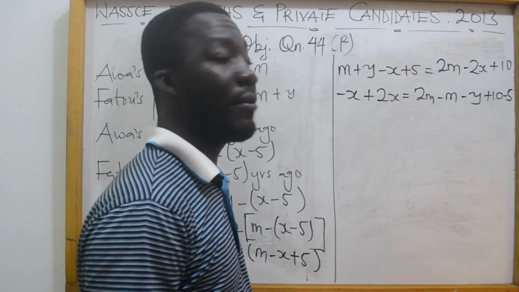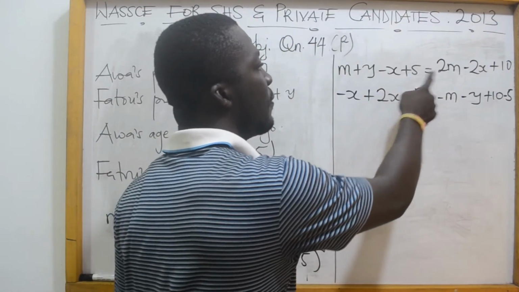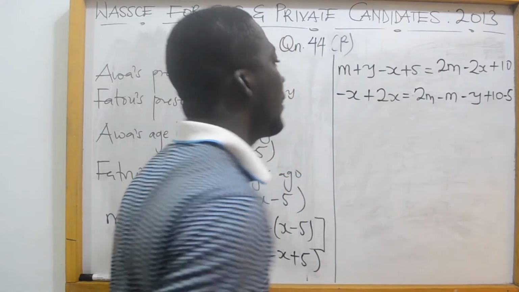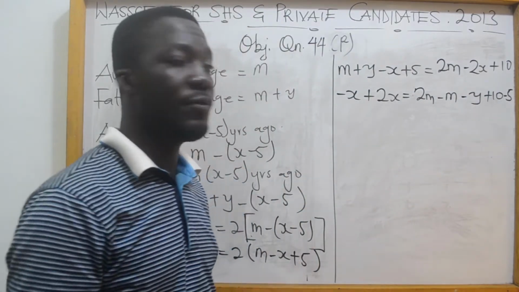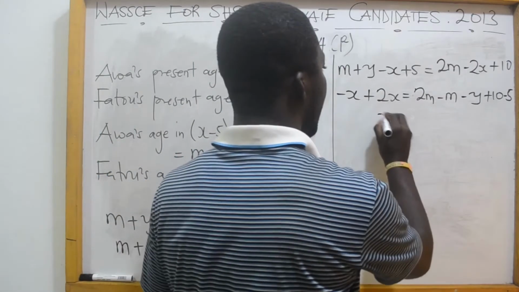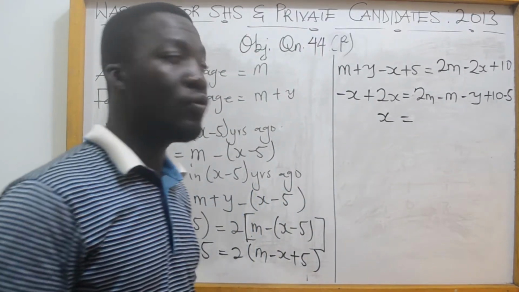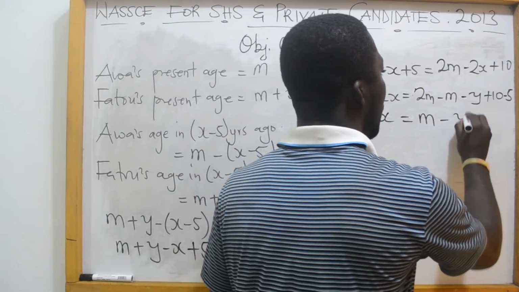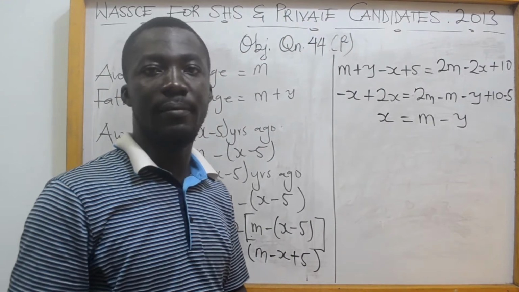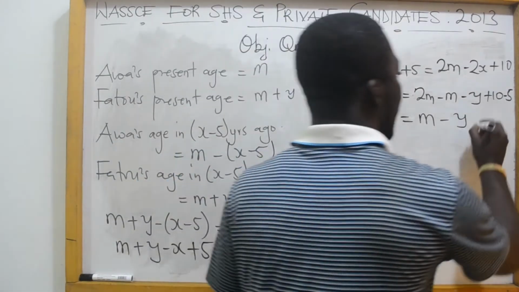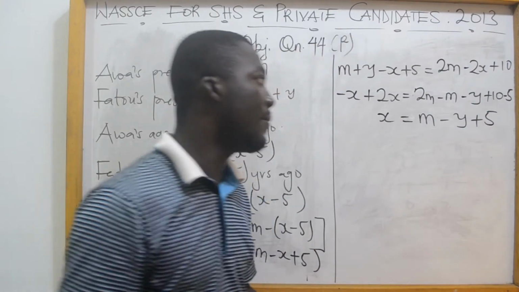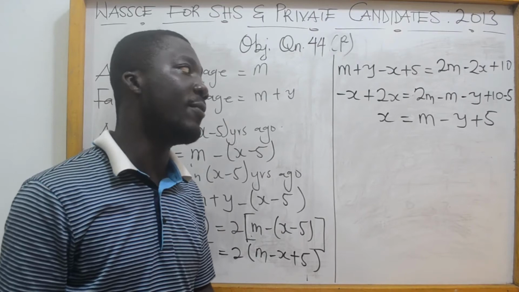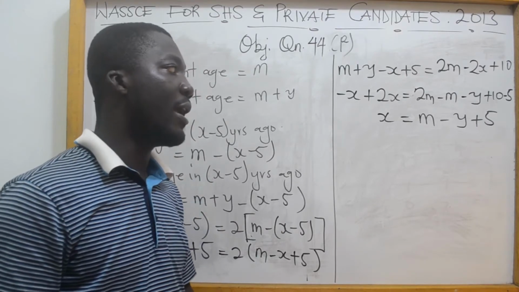Let me confirm the number of terms. 1, 2, 3, 4, 5, 6, 7. Okay. Negative x plus 2x will give us x is equal to 2m minus m is m, minus y. 10 minus 5 is plus 5. So as we are asked to find x in terms of m and y, x is equal to m minus y plus 5.